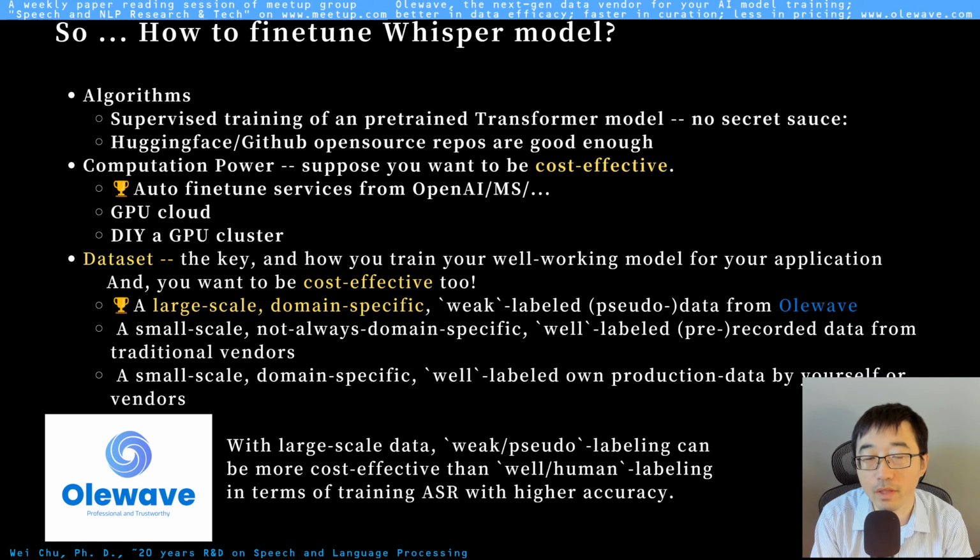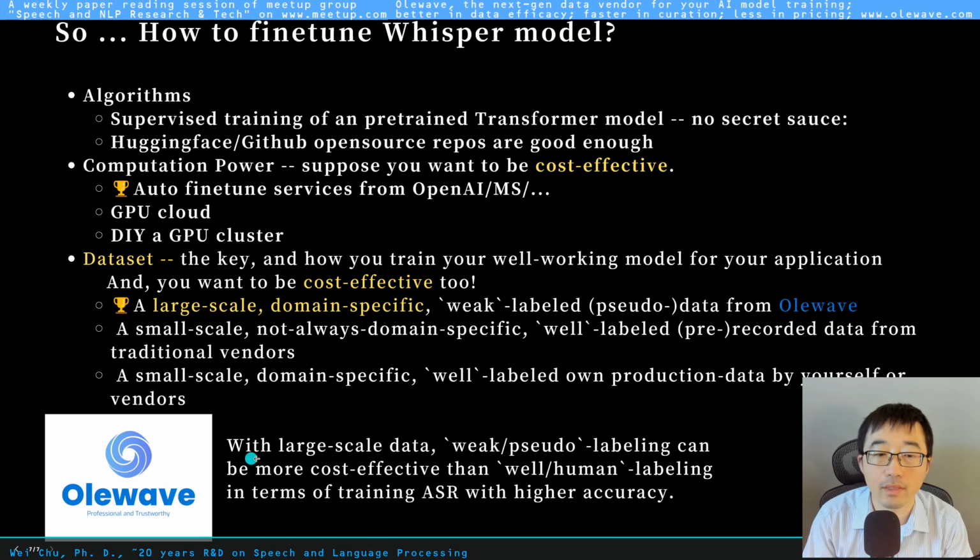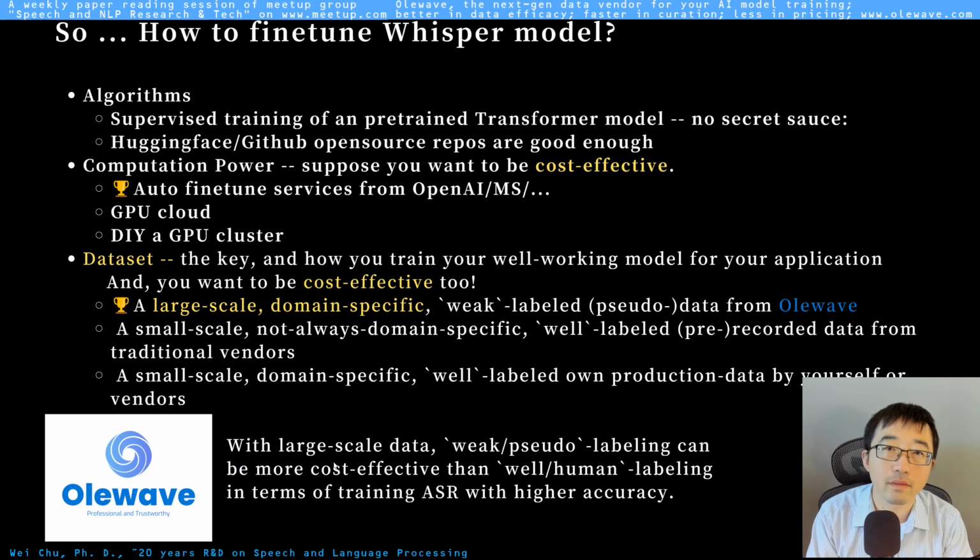So you can see that we're different from the traditional vendors. Traditional vendors will always say, okay, this is 100% correct, humanly verified data. But what we are doing is this. For large language model training, people have verified that large scale data really helps. That is also true for speech recognition. Because we are offering a large scale amount of data, in this scenario weak or pseudo labeling can be more cost effective than human labeling in terms of training ASR with higher accuracy.